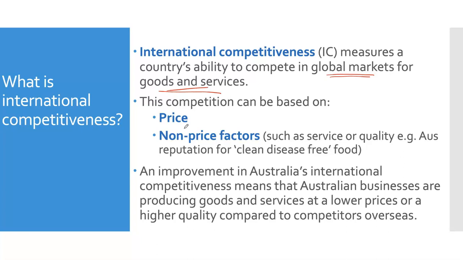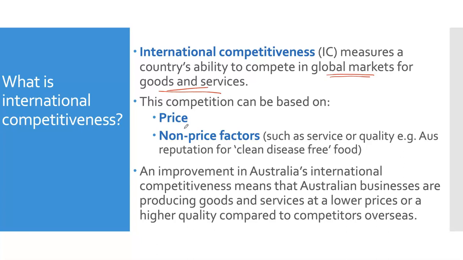For example, Australia often really covets its reputation as a food producer and can often proclaim that they are a disease-free, clean, trustworthy source of food. It also allows them to have a bit of a price premium on our food.